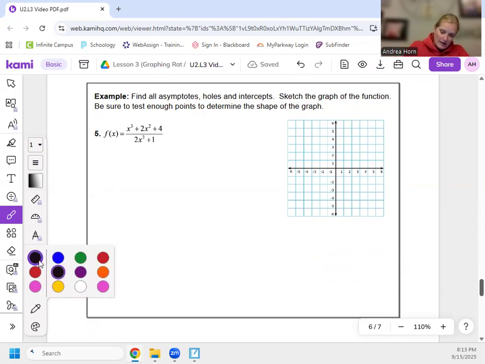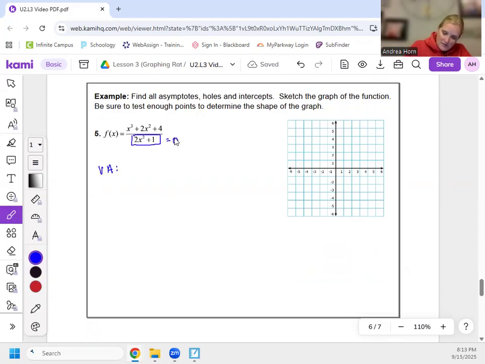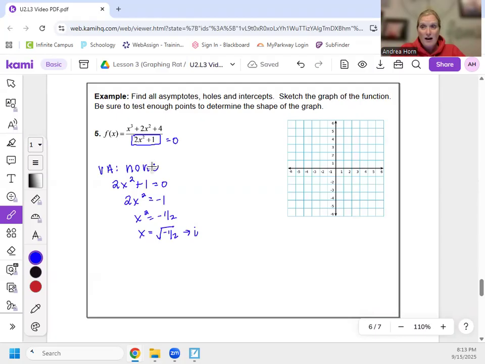Okay, so we're going to jump right in and start trying to find our key elements. Vertical asymptote, remember, is when I set my denominator equal to 0. So in this case, it's 2x squared plus 1 equals 0. If I solve for x squared, I'd get 2x squared equals -1, so x squared is equal to -1/2. But then when I square root, I'm going to end up with the square root of -1/2, which is an i, right? If I end up with an i, then that means I don't have a vertical asymptote, because remember, we don't graph i's. So no vertical asymptotes.